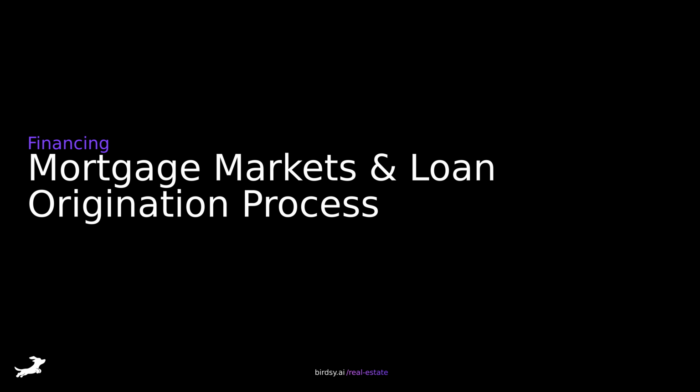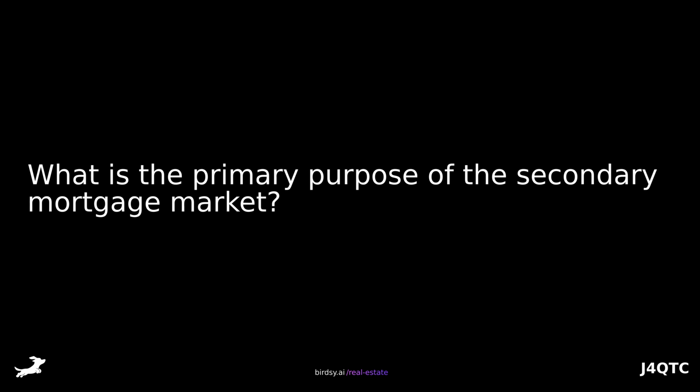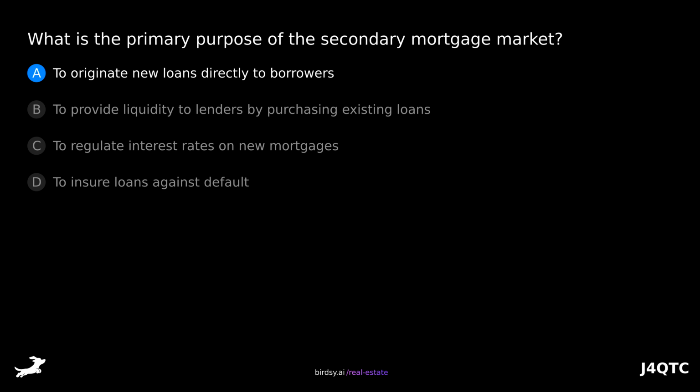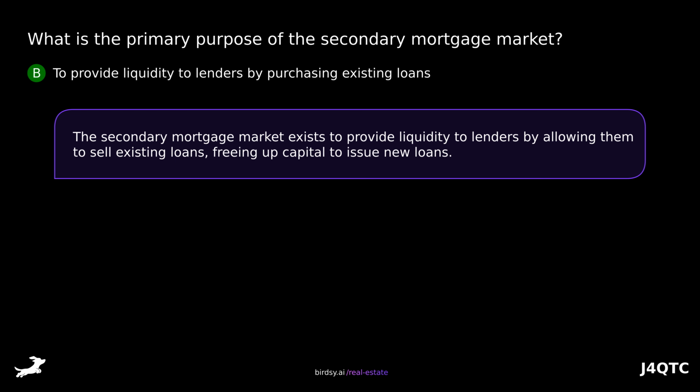Mortgage markets and loan origination process. What is the primary purpose of the secondary mortgage market? Is it A, to originate new loans directly to borrowers? B, to provide liquidity to lenders by purchasing existing loans? C, to regulate interest rates on new mortgages? Or D, to ensure loans against default? The answer is B, to provide liquidity to lenders by purchasing existing loans. The secondary mortgage market exists to provide liquidity to lenders by allowing them to sell existing loans, freeing up capital to issue new loans.